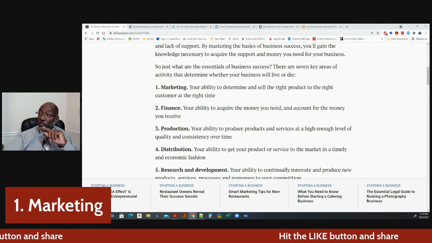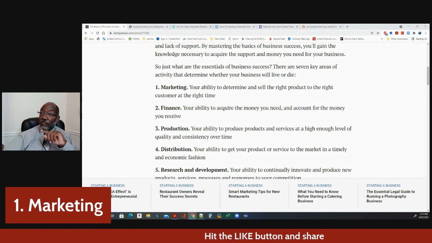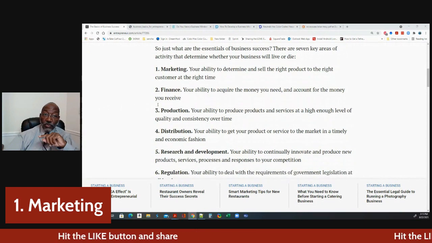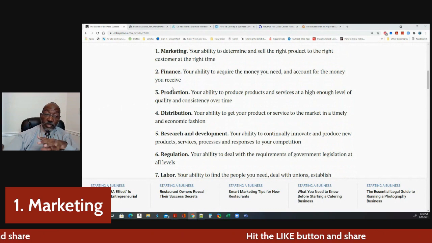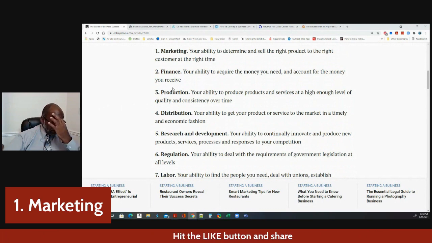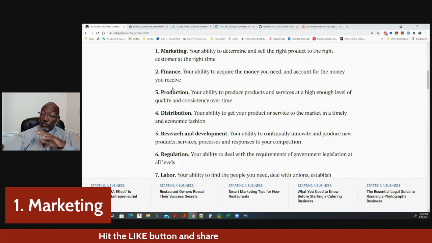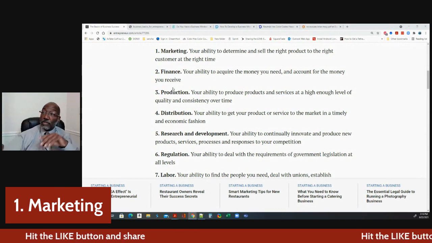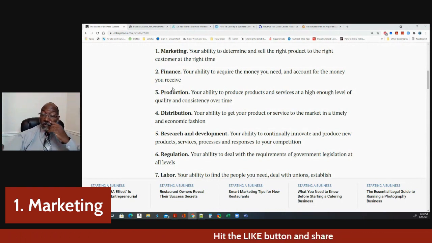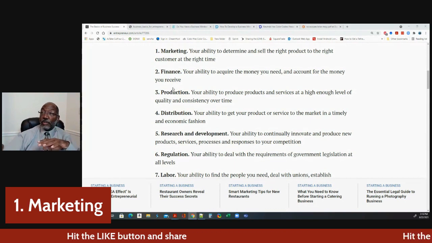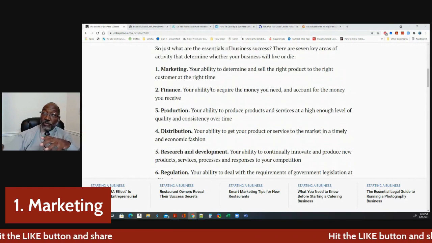Finance: your ability to acquire the money you need and account for the money you receive. That's one of the areas that a lot of people I know are struggling with right now. And y'all hear me talk a lot. I'm constantly making sure that I have my accounting together. I will be up to 2 o'clock in the morning sometimes, making sure my stuff is correct. I got my income and expenses straight. I spend time doing that. So you need to be able to do that.